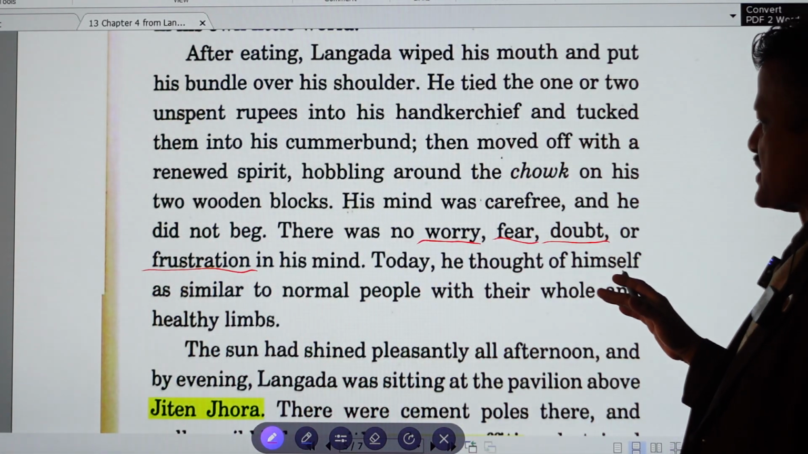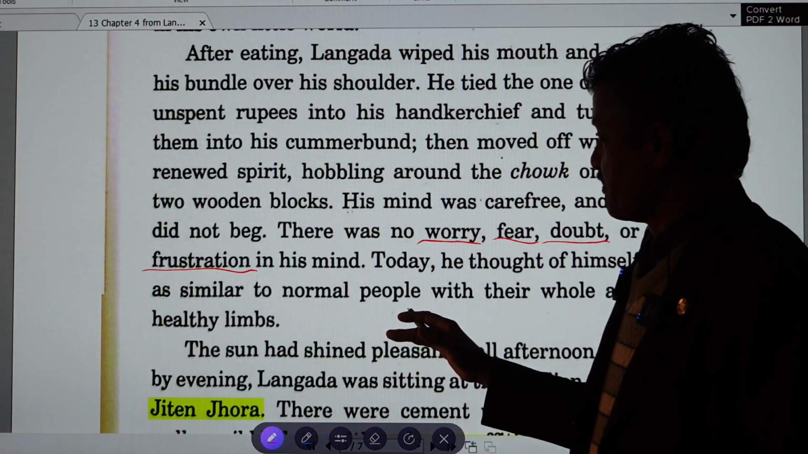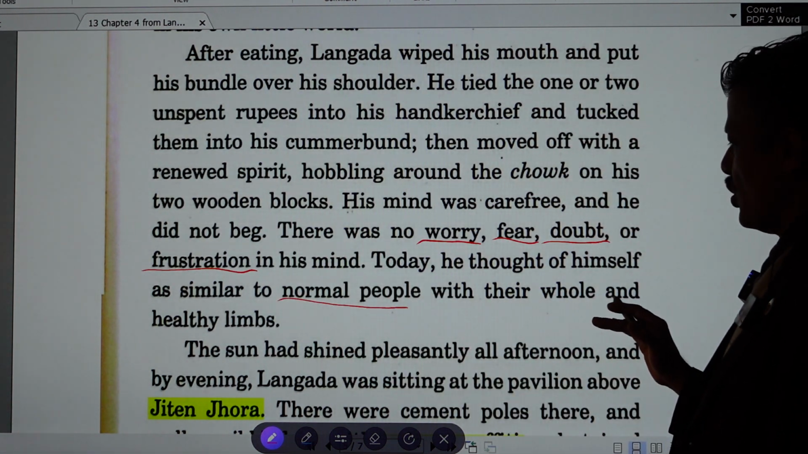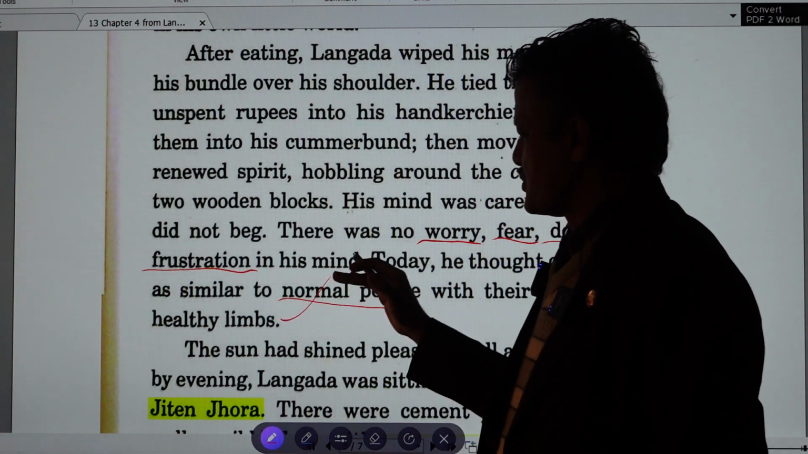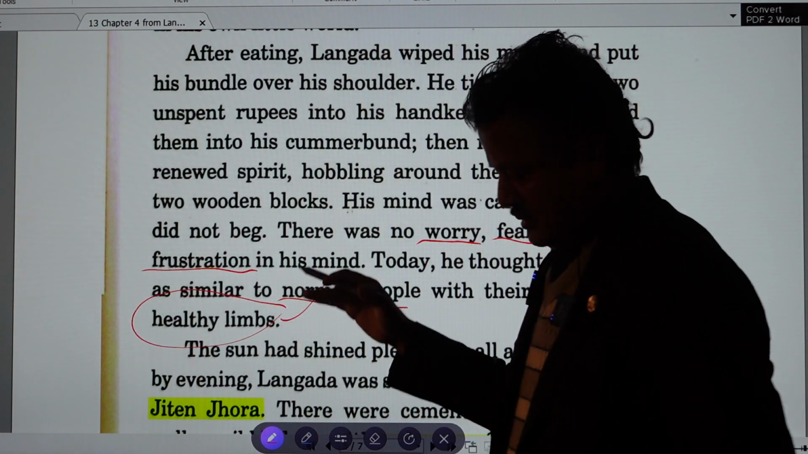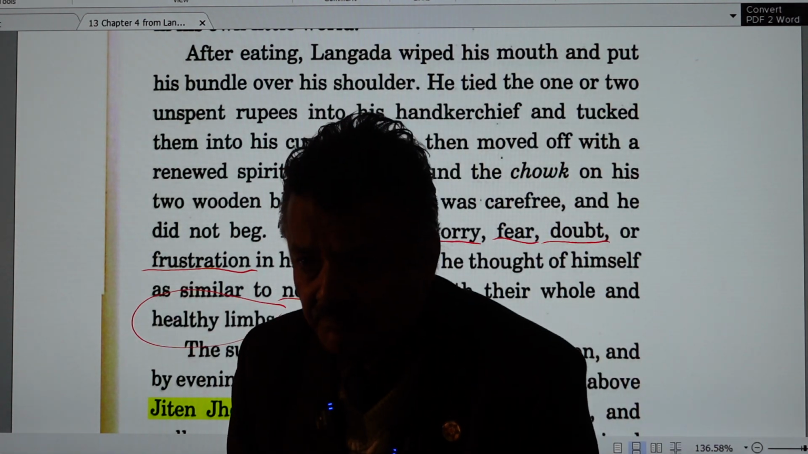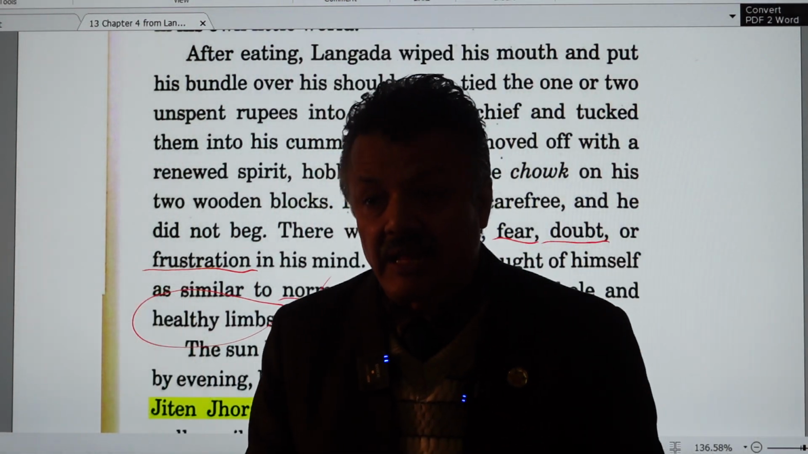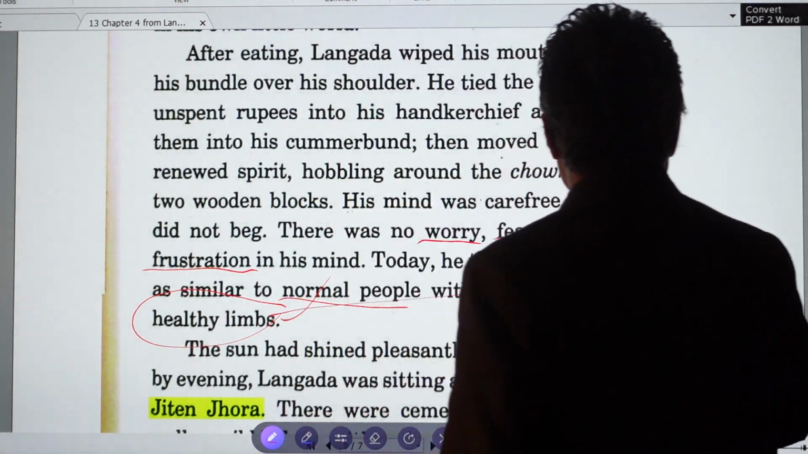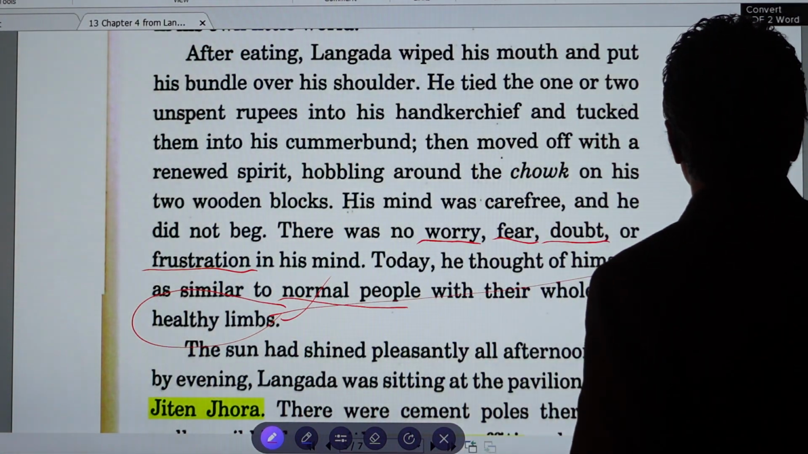Today he thought of himself as similar to normal people with their whole and healthy limbs. So now the Langada didn't have the limb, but he felt he has the limb because he has the economic limbs.